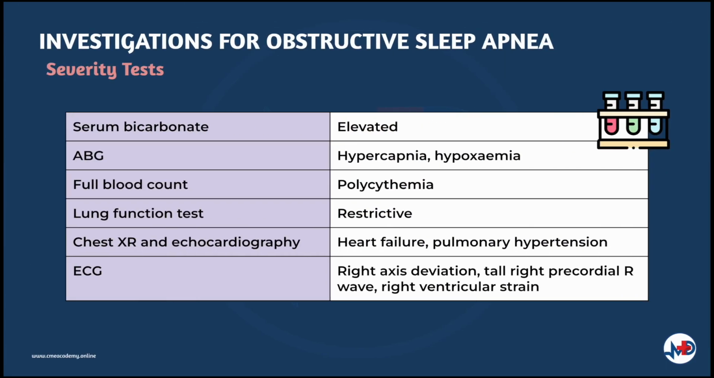Serum bicarbonate is typically elevated. Arterial blood gas analysis will reveal hypercapnia and hypoxemia, while FBC may unveil polycythemia vera. Lung function tests may demonstrate a restrictive pattern. Chest X-rays and echocardiography may show signs of heart failure and/or pulmonary hypertension. An ECG may also reveal cardiac complications.